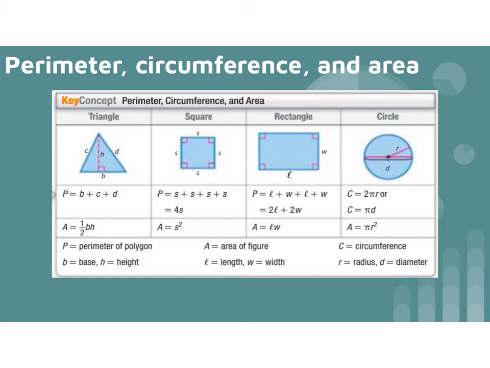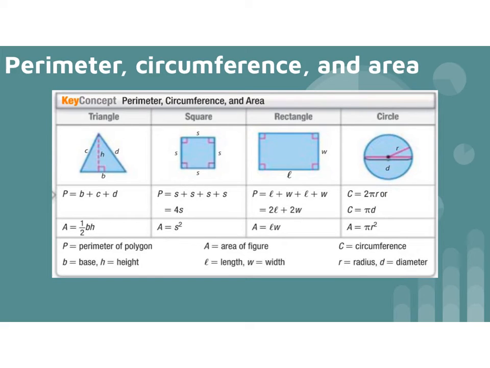Again, I just wanted to briefly touch on perimeter, circumference, and area. As you can recall from previous math classes, I would suggest having quick access to this. So we have perimeter of a triangle is just adding up all the sides, A plus B plus C, and the area is 1/2 base times height. A square, if it's all the same, it's just 4S, and the area would be S times S. Rectangle, again, adding up the sides, length, width, and the area is length times width.